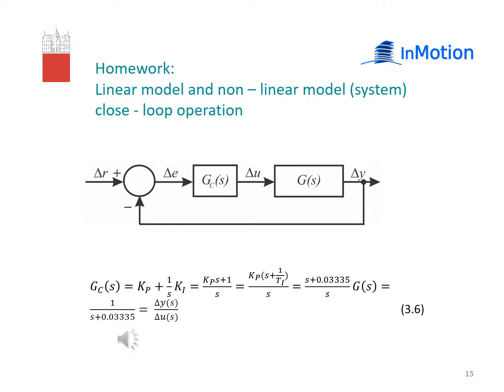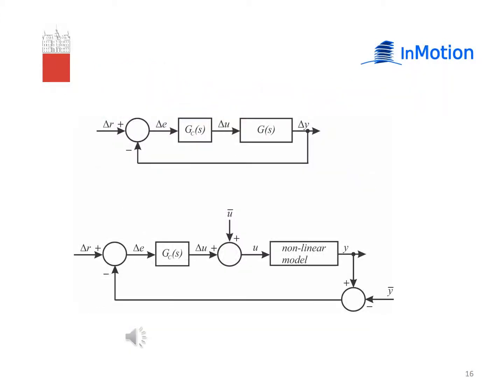Homework. For the linearized system description, a proportional integral controller was designed, as presented with equation 3.6. Using simulation, compare the closed-loop responses of the linear and nonlinear model, as suggested by these two block diagrams, and comment on the obtained results.